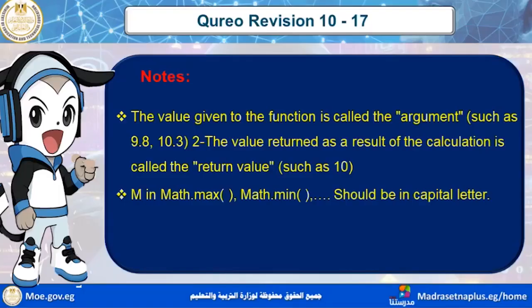The value given to the function is called an argument, such as 9.8, 10.3, and the value returned as a result of calculation is called a return value. And now we have the M in Math.max, and the M in Math.min. They should be in capital letters. So we also use M to get the value of Math.max or Math.min.